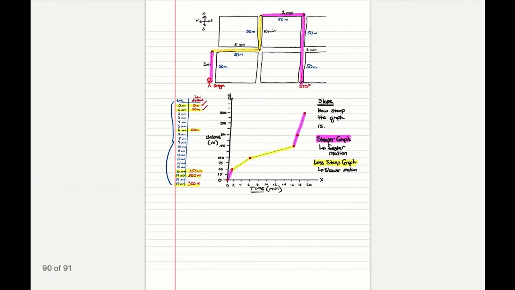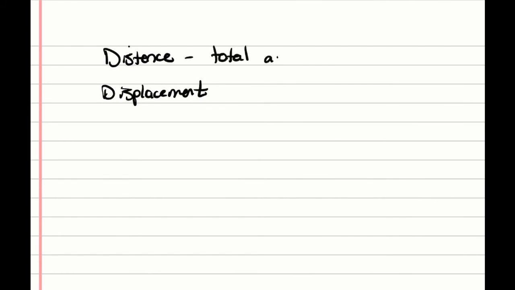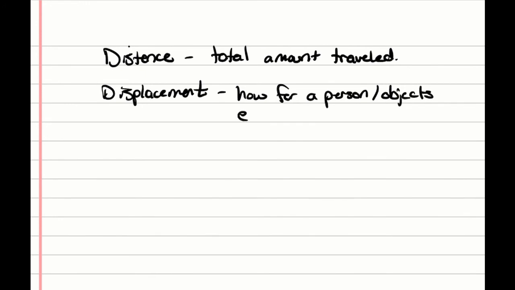Now, we are going to talk about one other set of ideas today. We're going to visit this idea of graphing again, but we need to really talk about two terms today. I want you to make sure you have these in your notes. The terms are distance and displacement. Distance is the total amount traveled. We'll talk about what that means in just a second. And displacement is how far a person or object ends up from its origin.